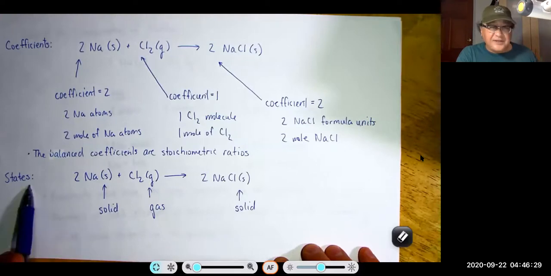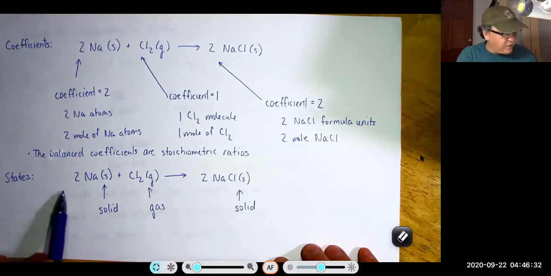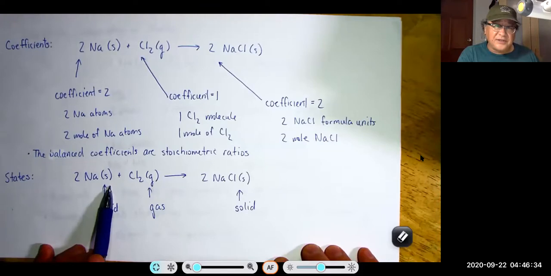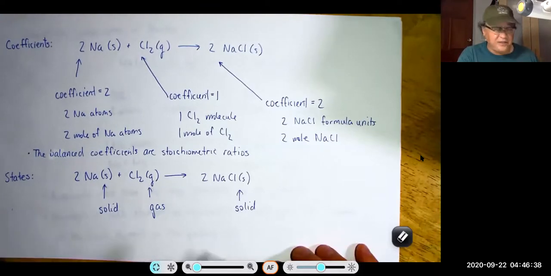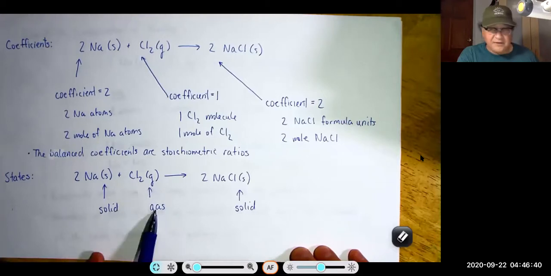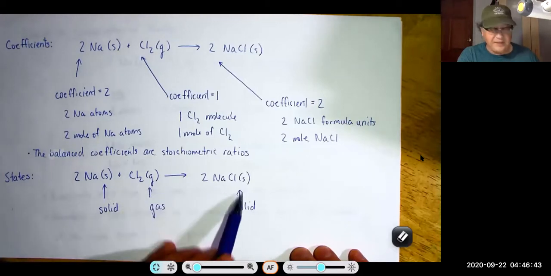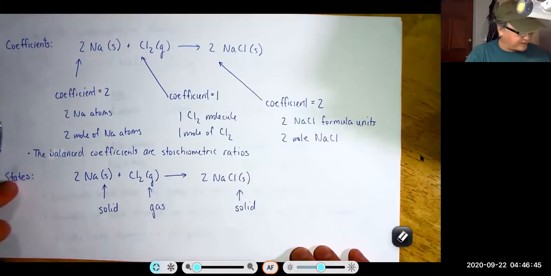Now let's focus on the states of matter. So here, you like to put in parentheses the letter S if the state of the matter is a solid, the letter G if the state of the matter is a gas. If the state of the matter is a solid, you put an S.